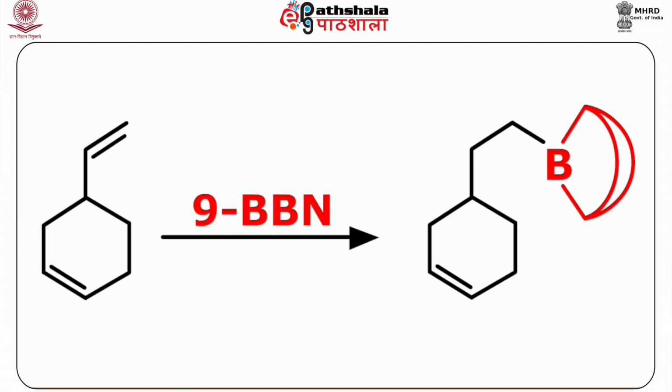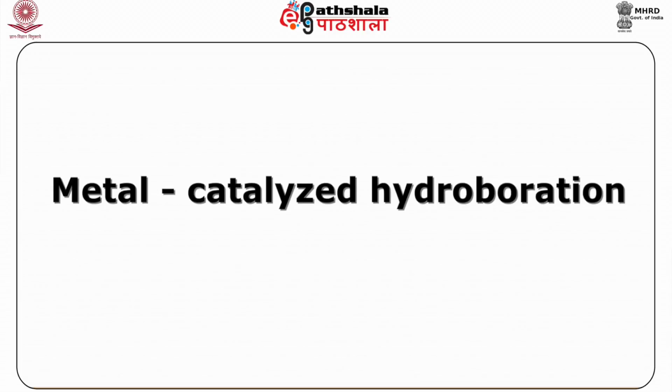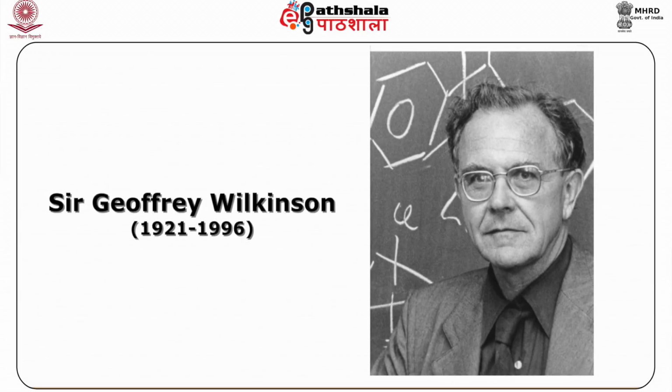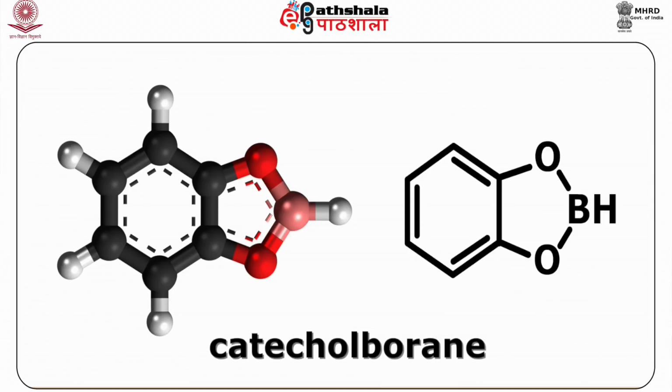Similarly, Z alkenes react more rapidly than E alkenes. Let us now understand how the metal catalyzed hydroboration takes place. During the 1980s, it was found that Wilkinson's catalyst can catalyze the hydroboration of olefins with catechol borane. Catechol borane has two boron-oxygen bonds and is much less reactive as a hydroborating agent.